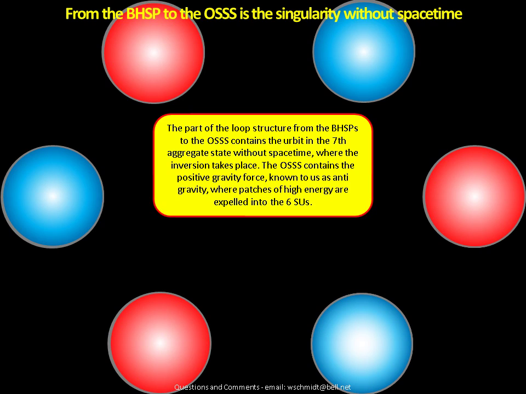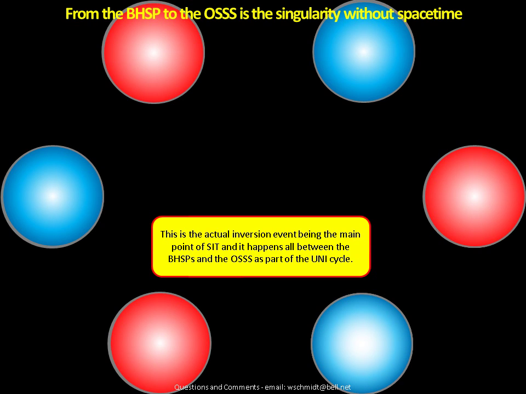the orbit and the 7th aggregate state without spacetime, where the inversion takes place. The outer spherical singularity shell contains the positive gravity force, known to us as anti-gravity, where patches of high energy are expelled into the 6 subuniverses.